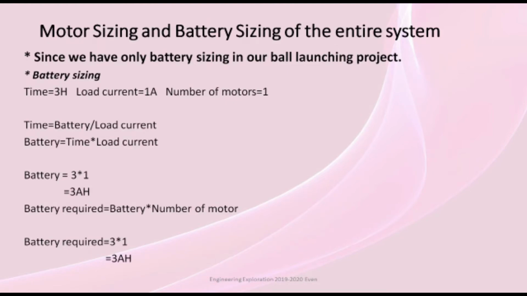Next we have motor sizing and battery sizing of the entire system. Since in our project we have only one motor, we will not be focusing on the motor sizing. So here we have battery sizing. The first line indicates the units, which are time, load current and number of motors, which are 3, 1 and 1 respectively. These are the formulas which we have used: time is battery divided by load current, so battery is equal to time times load current, and hence we obtain battery as 3 amp hour. Battery required is equal to battery times number of motors. Hence finally we obtain that the battery required is 3 amp hour.